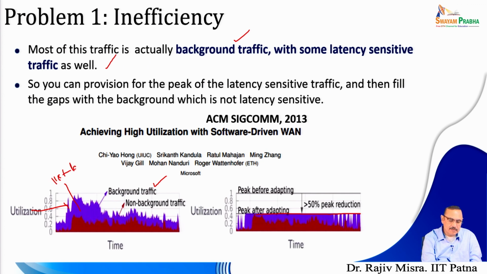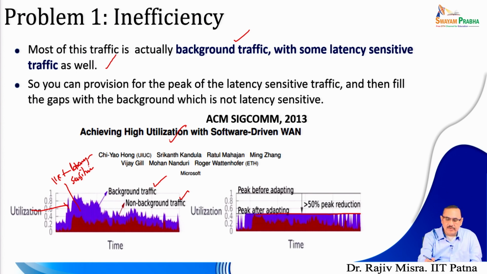If you remove this particular peak over time, because it is not latency sensitive, it will be put in the background, and the latency sensitive traffic will be provisioned here after adaptation. So, again I am showing you the different measures achieved in high utilization of the bandwidth, thereby saving the cost of running inter data center networking on the public wide area network.